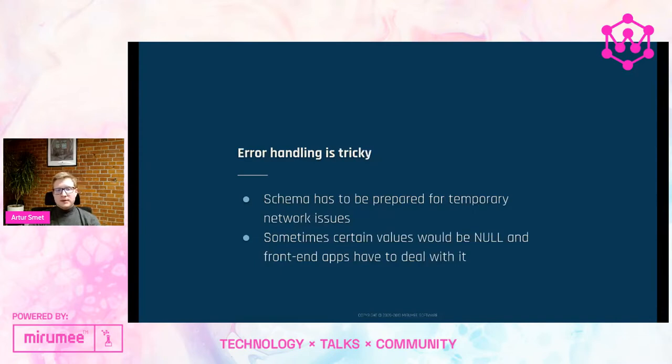Also, the error handling is quite tricky because you have distributed systems, and you need to be mindful about it. As I asked in the question to the previous talk, we need to prepare on the backend how to deal with the outages that could happen, because in a distributed system, outages are quite natural. So the front-end applications should also be prepared for random null values when that outage situation happens.